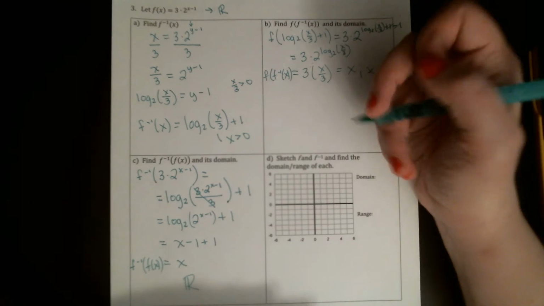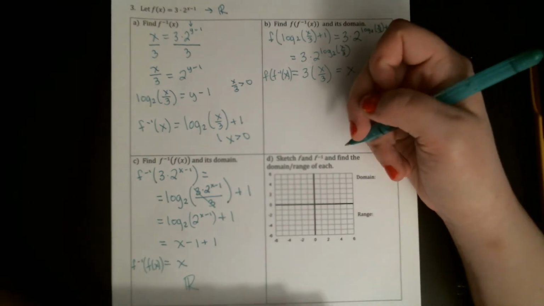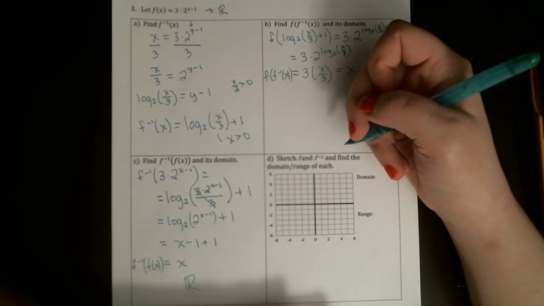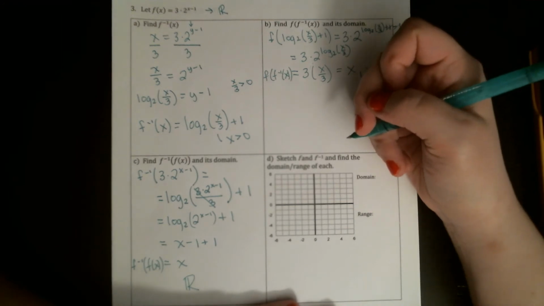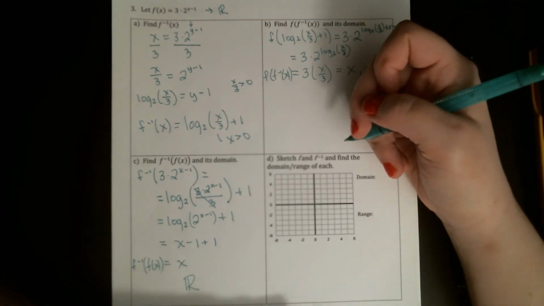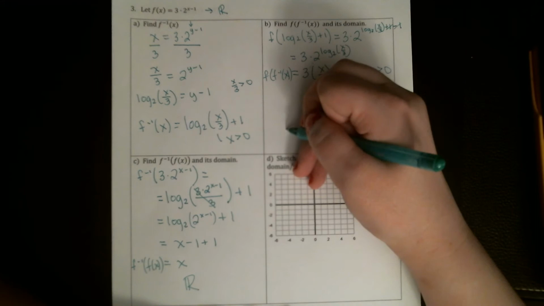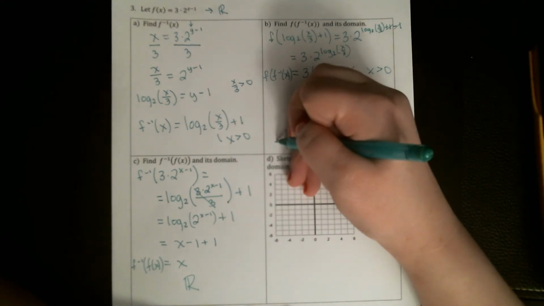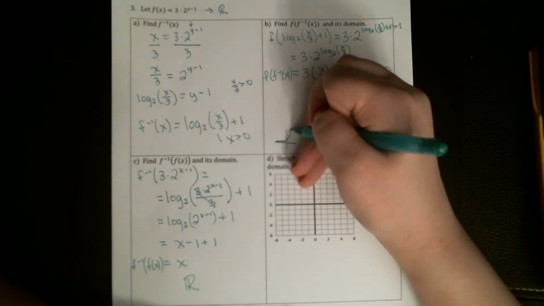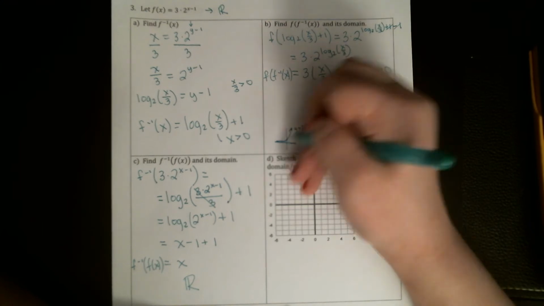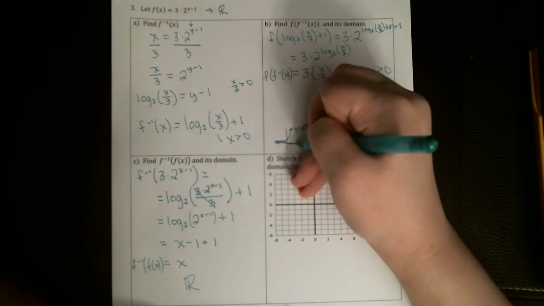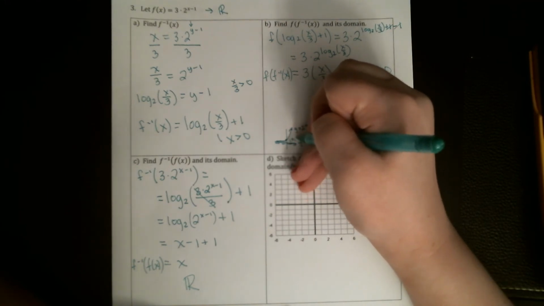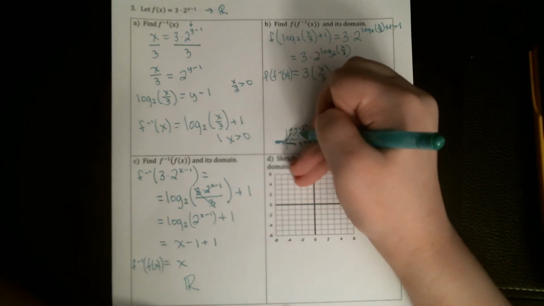Okay, last part on this one is to sketch the function and the inverse, state the domain and range of each. So the function is 3 times 2 to the x minus 1. So I'm picturing a 2 to the x, which has a horizontal asymptote at y equals 0, goes through the point 0, 1, and 1, 2.